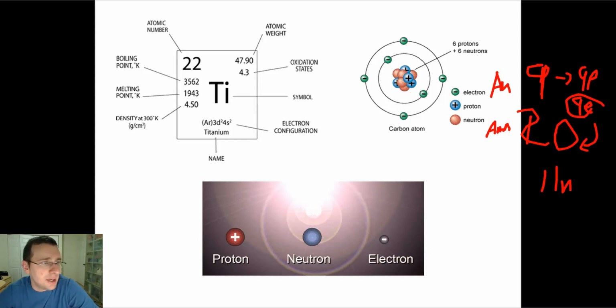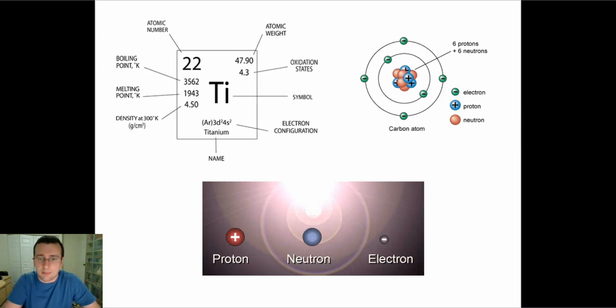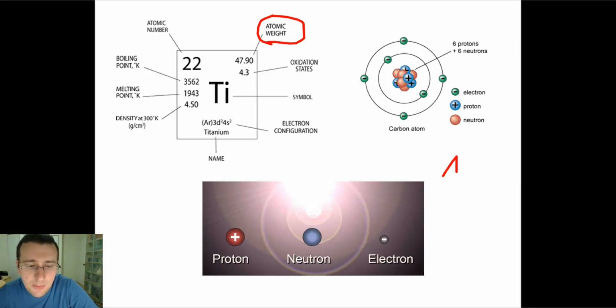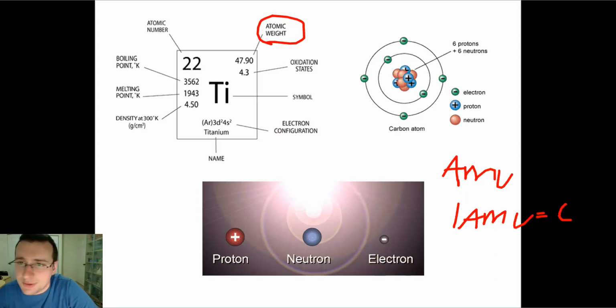There's also the idea of the atomic mass, and you see that here. It's called the atomic weight sometimes, just to differentiate between atomic mass number and atomic mass. Some people refer to it as atomic weight, just to make it less confusing. But the atomic weight is measured in a special unit called AMU, which stands for atomic mass unit. Now, one AMU equals the mass of a carbon atom divided by 12. So if you get the mass of a standard carbon atom and you divide that by 12, that equals 1 AMU.